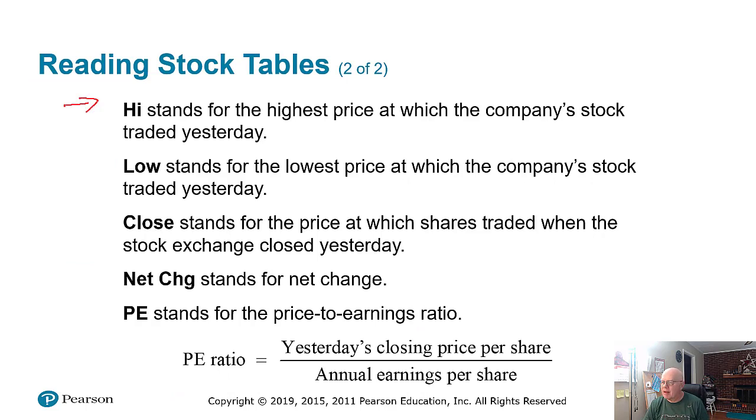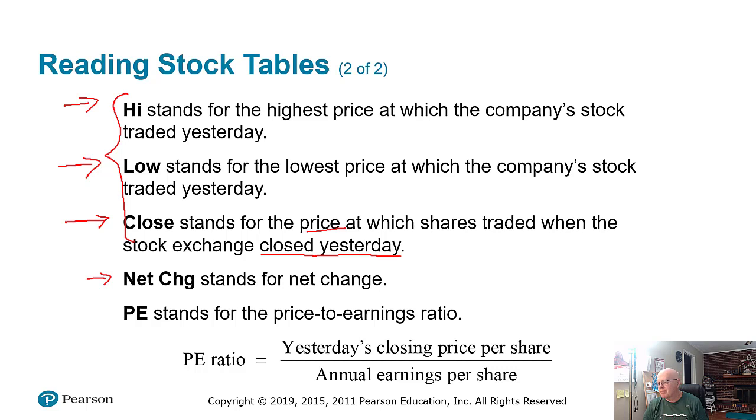High, that's the highest price yesterday. Low, lowest price yesterday. Why yesterday? Because we don't know what the high is for today or the low is for today. It's always about yesterday. Closed, well, it's not today because we haven't closed the stock market yet. What it represents is the price of that stock when it closed yesterday. So all these refer to yesterday. Net change is how did it go up or down from one day to the next.